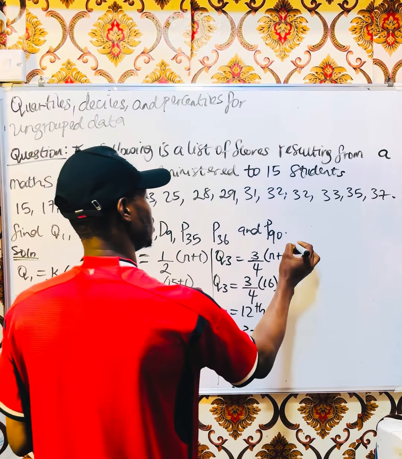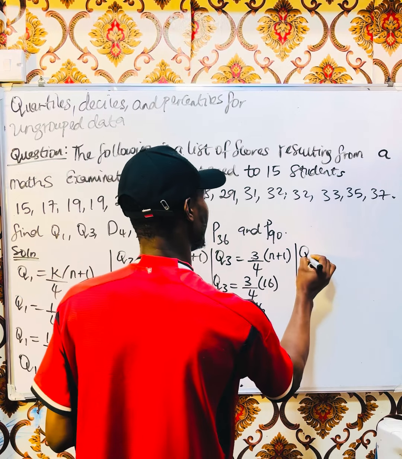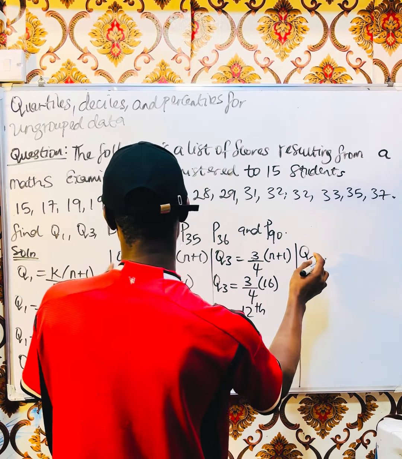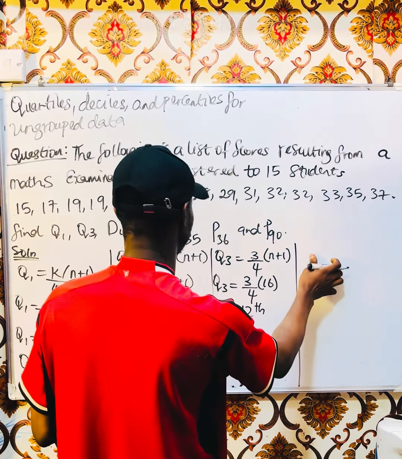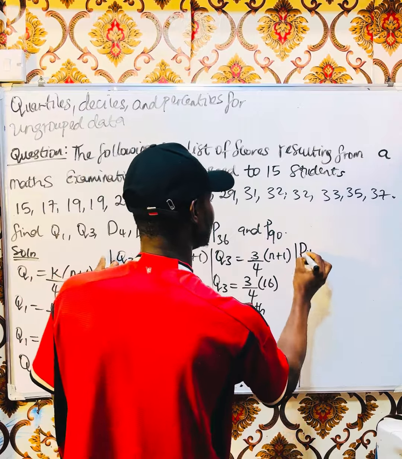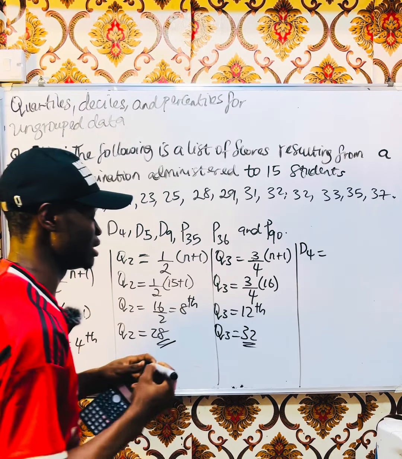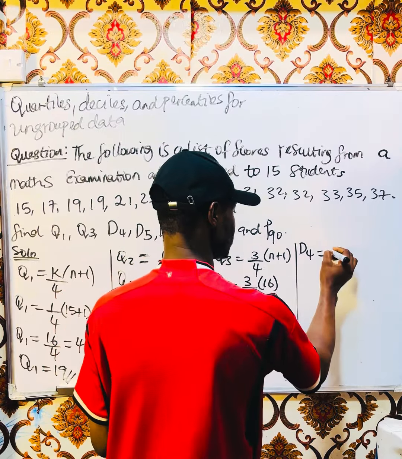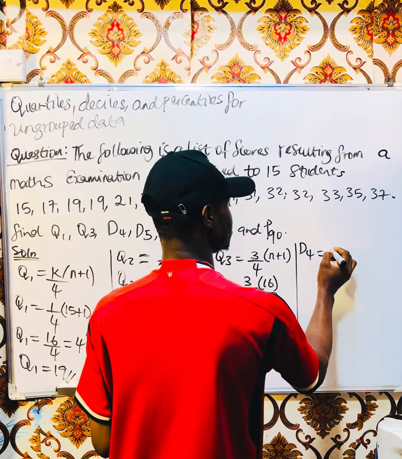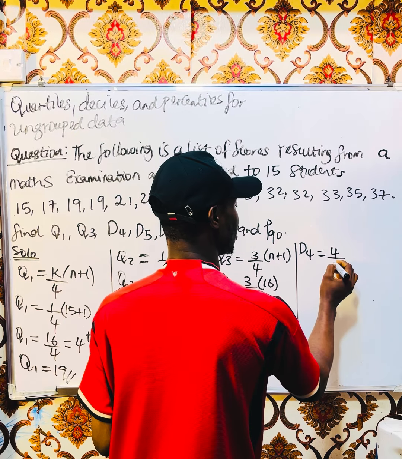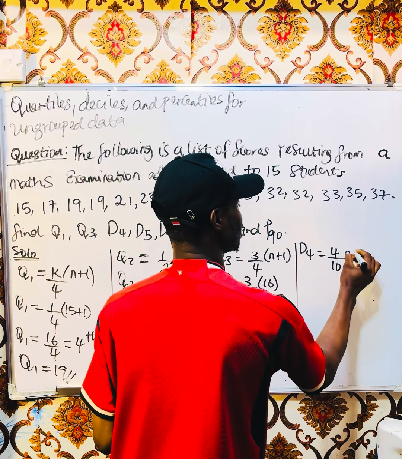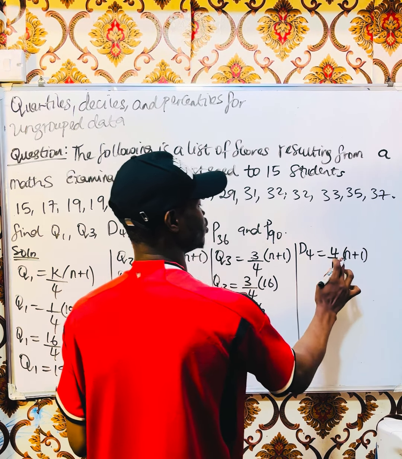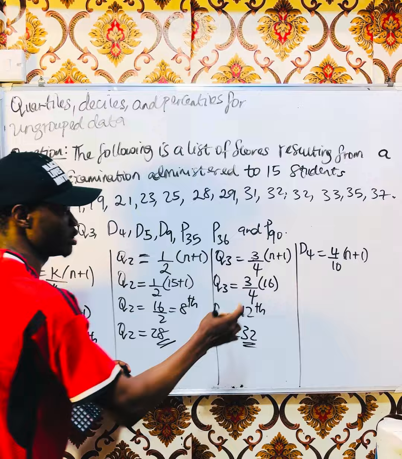Good. So let's go for Q4. Okay, no Q4, we don't even have Q4. So D4, that's the fourth decile. For the fourth decile, the formula will be 4 over 10 times n plus 1, because we are dealing with deciles, it's just putting k here.